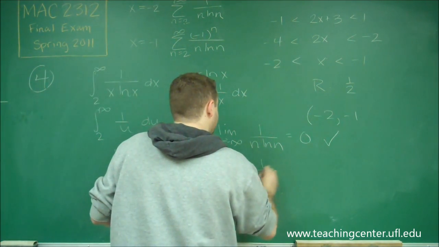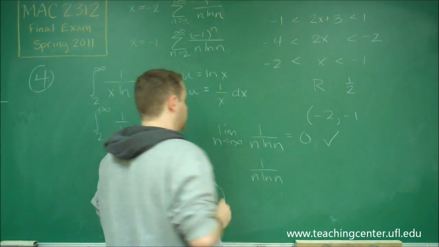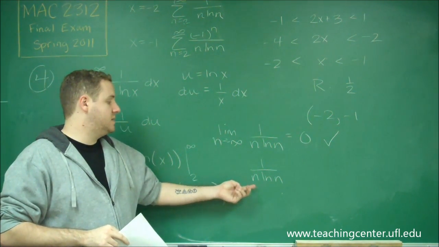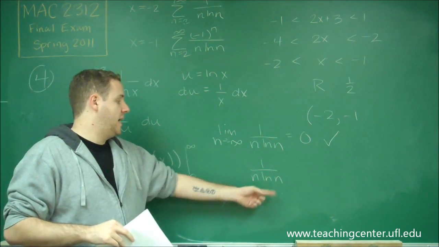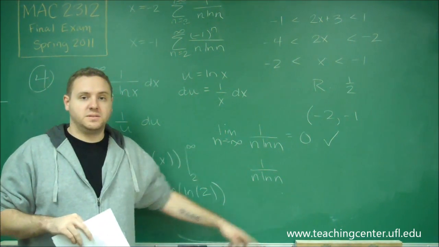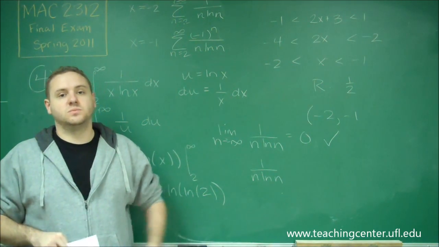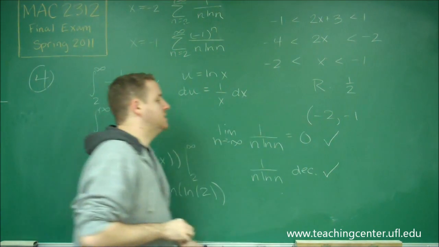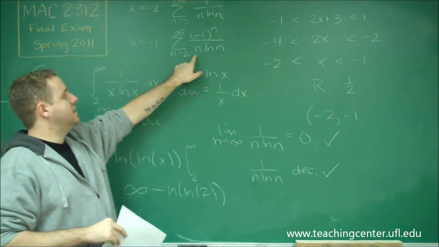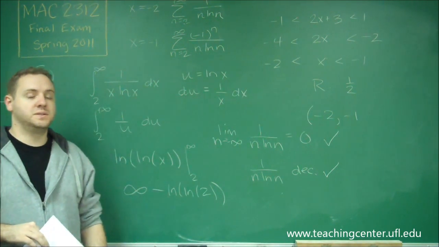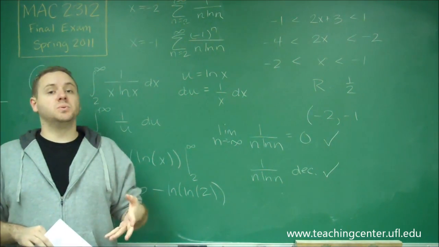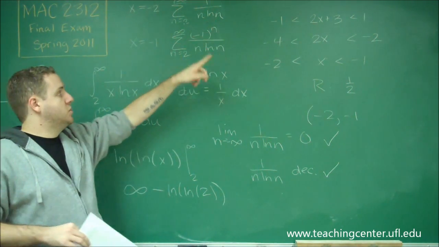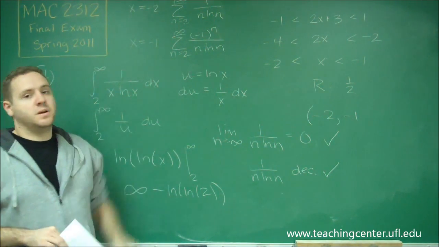Next, we need to see, is that decreasing as n increases? Well, as n increases, ln of n increases, meaning this denominator increases, which means it is decreasing. So both of those things are true, so that tells us that this series converges by alternating series test. Obviously, it's not absolutely convergent because this didn't converge, which is the absolute value of it. So it's only conditionally convergent, but it is convergent by alternating series test.